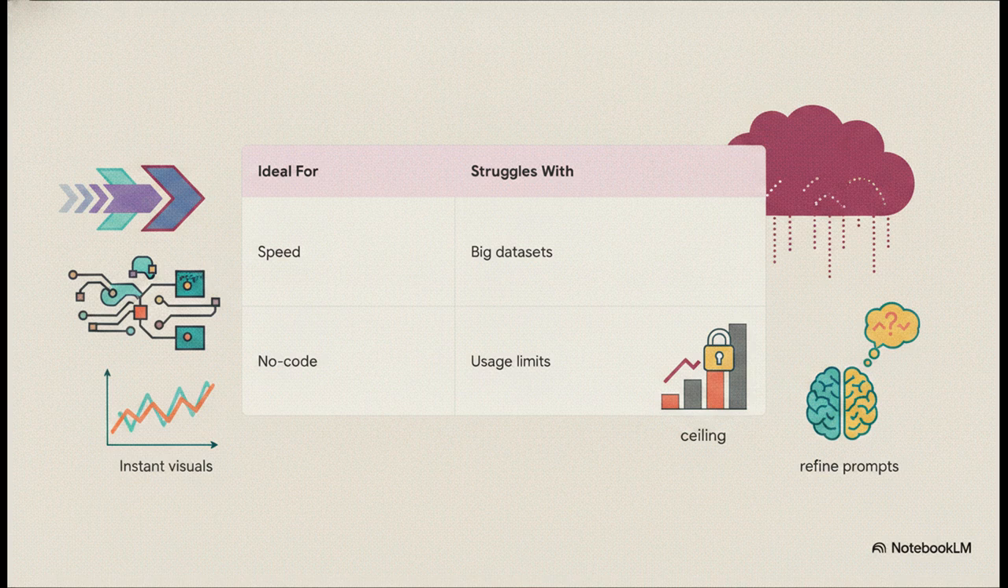But what might it struggle with? First, if you've got super massive or highly complex datasets, you might need to bump up to a paid plan for the horsepower. Second, the free plan does cap your messages and AI actions, so heavy users will hit that ceiling pretty fast. And third, while the AI is incredibly smart, you might occasionally need to tweak and refine your prompts to get highly specific, nuanced results. It's an assistant, so sometimes you just have to guide it a little bit.